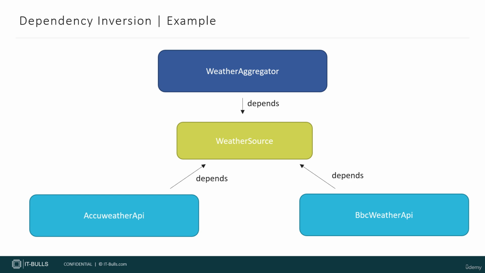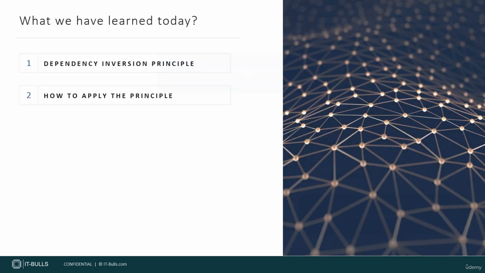Let's recap what we have learned today. Today we learned what the dependency inversion principle is. We learned the rules of the principle. On a real code example you saw how we can invert dependency. We discussed how this principle can help us make our code easier to support and to scale.